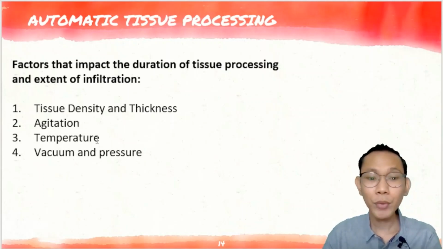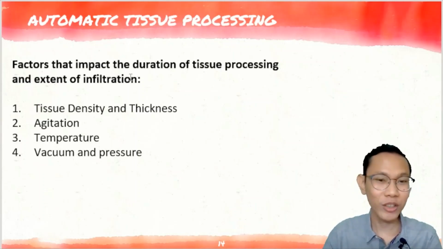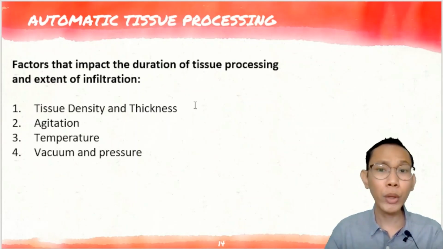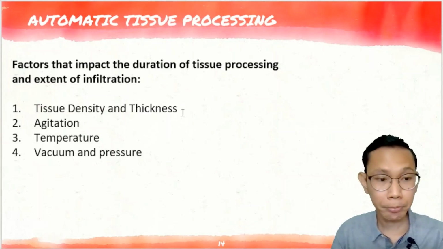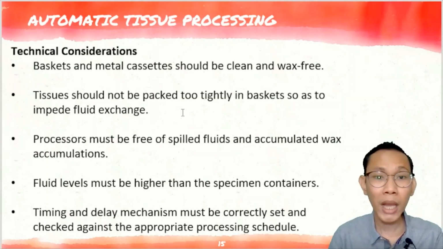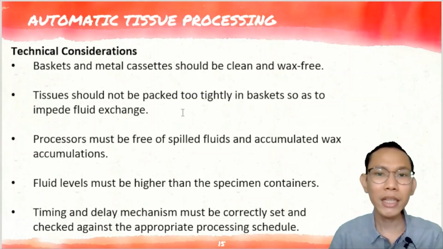And lastly, we want a reduced pressure so that it will also enhance the infiltration rate and decrease the time for your tissue processing. So these are the factors that you want to remember when you're doing your tissue processing. So what are the technical considerations that we have to remember when doing your automatic tissue processing?